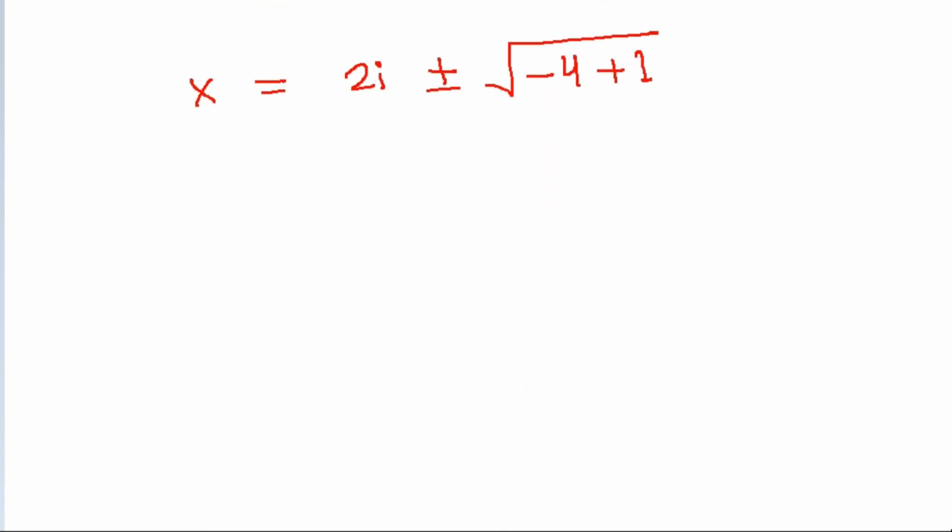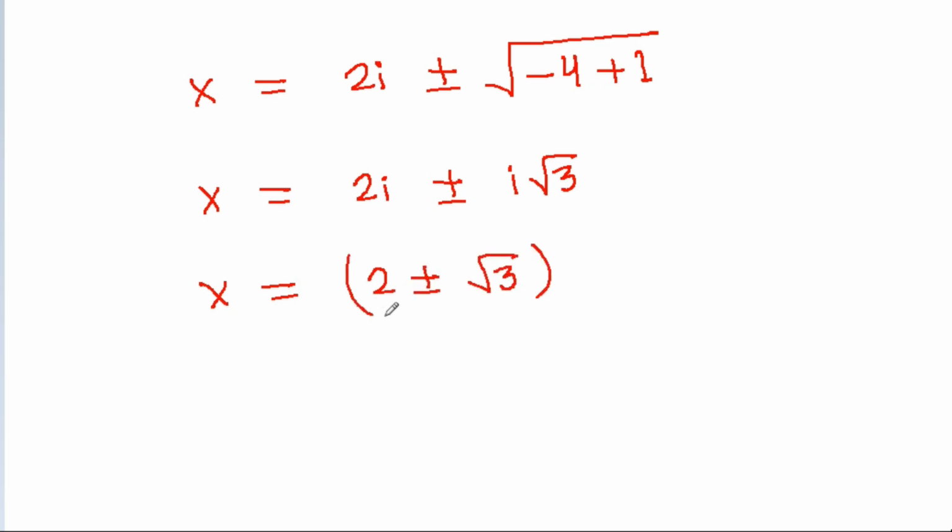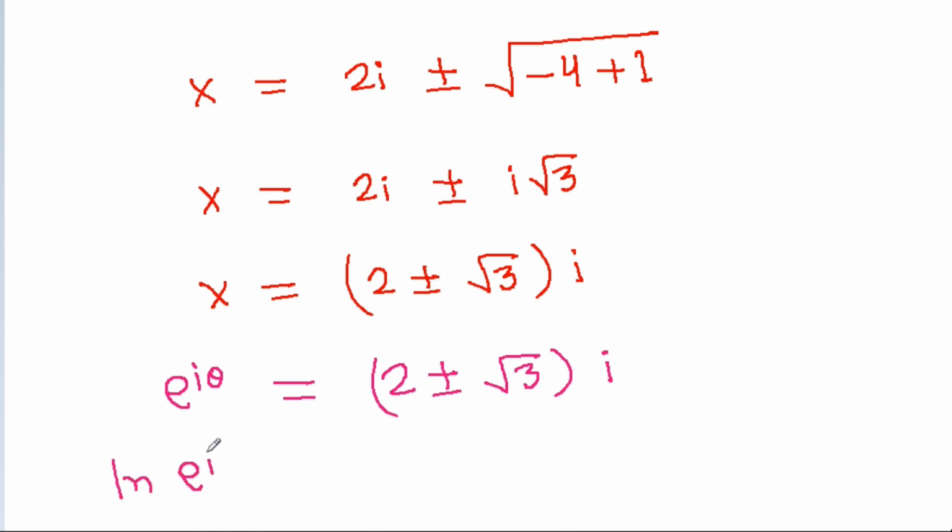And now it is x is equal to 2i plus minus root minus 3, that is i root 3. Or x is equal to 2 plus minus root 3 times i. And x is equal to e to the power i theta. Here x is equal to e to the power i theta, that is equal to 2 plus minus root 3 times i. And now if we take ln both sides, then we get ln e to the power i theta is equal to ln of 2 plus minus root 3 times i.